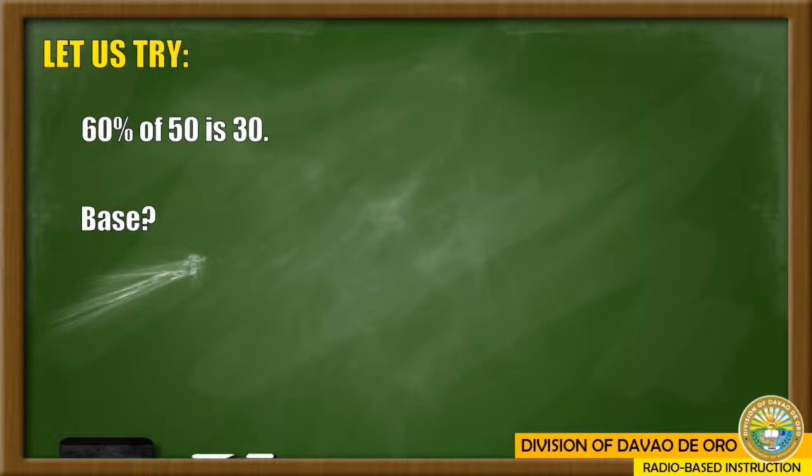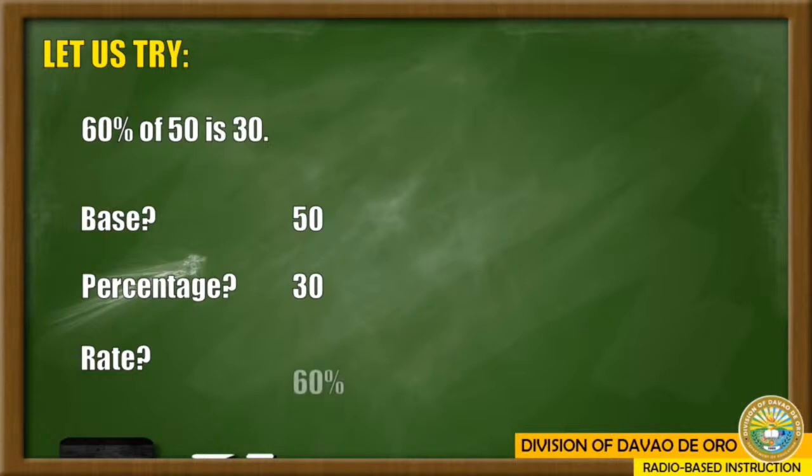What is the biggest number? Very good. 50. Good job. Now, let us answer the percentage. What is the smallest number? Very good. 30. And our rate is very good. The percent symbol. The answer is 60%. So did you understand? Very good.